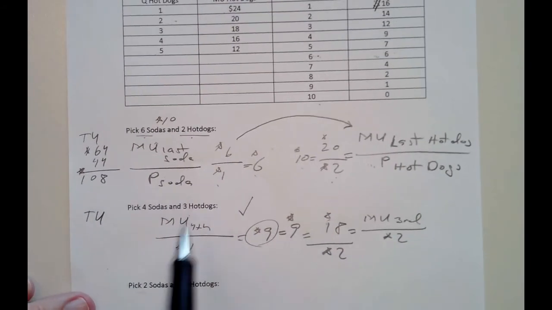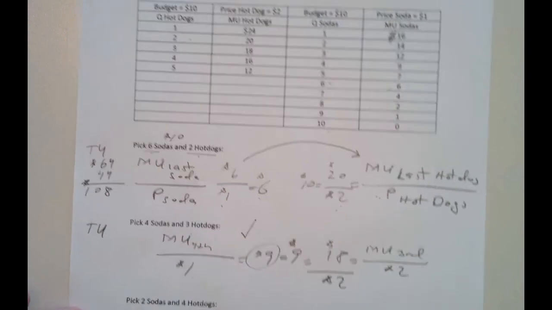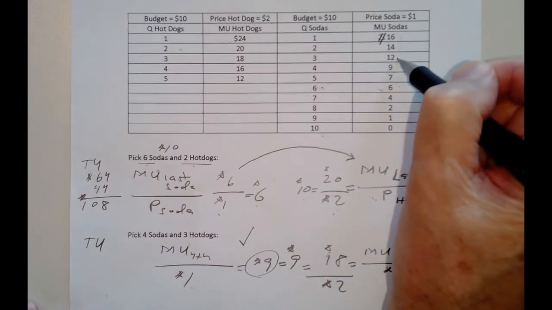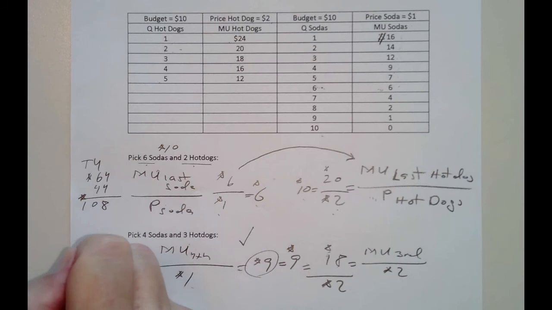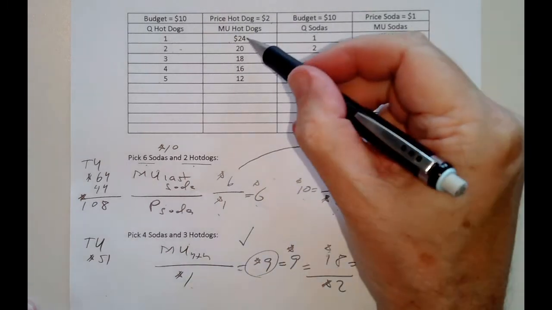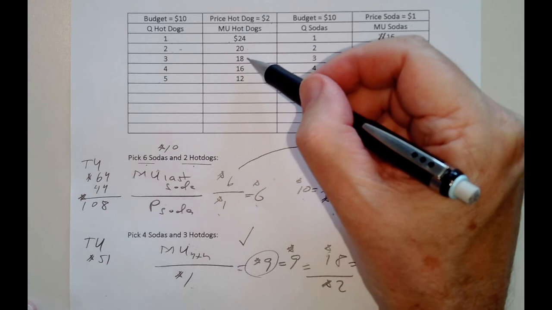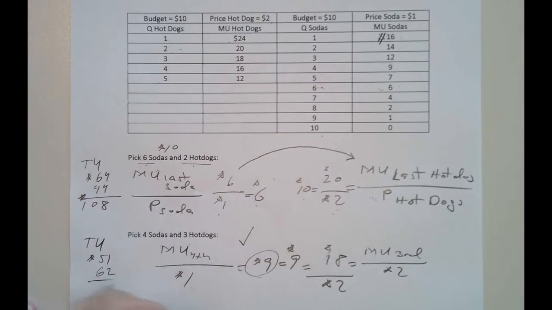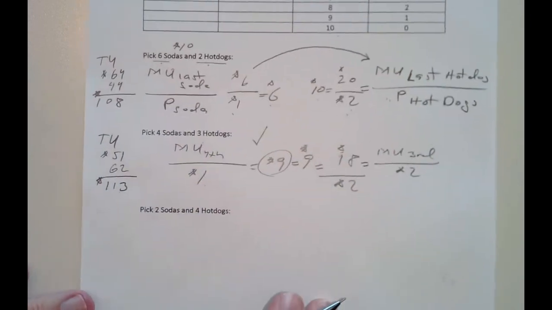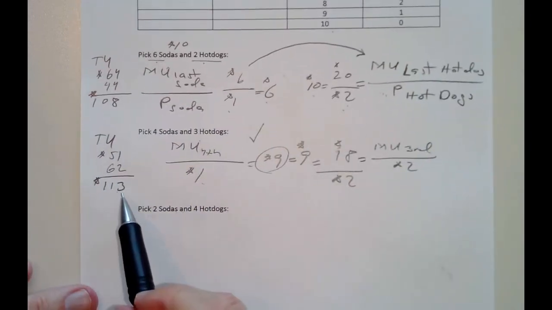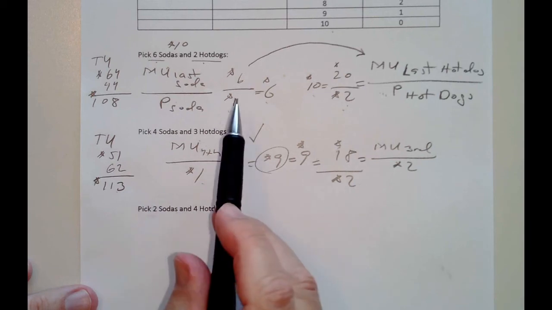So what we're doing here is now have 4 sodas, and so that would be 30, 42, 51. And then we're buying 3 hot dogs. That would be 44, 52, 62. It's 113. So this combination down here is going to give me $5 more of utility than the combination up here.